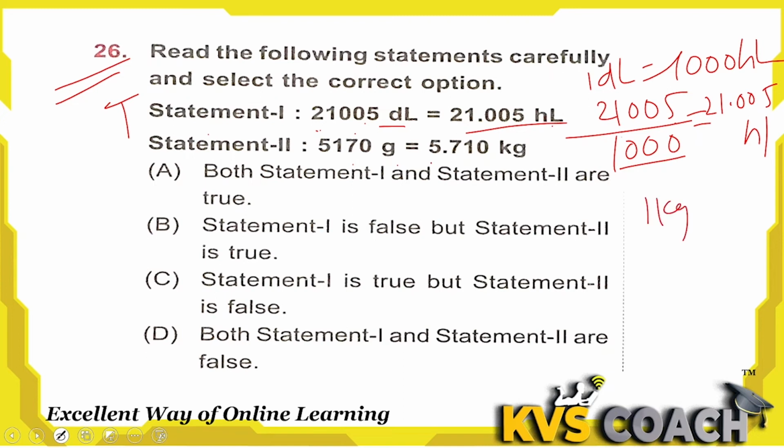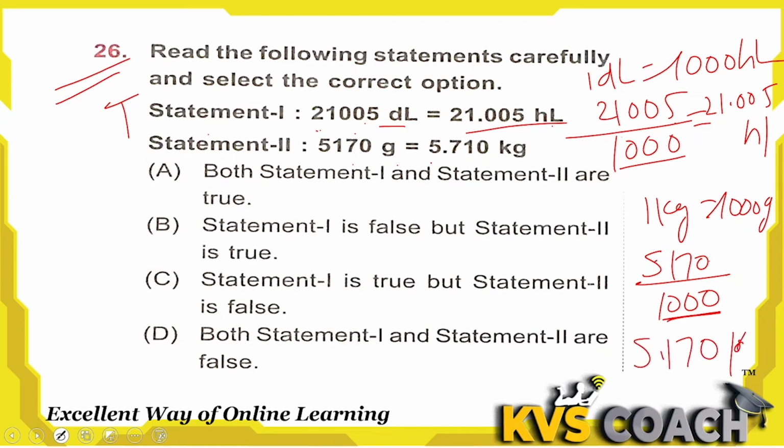So 1 kilogram is equal to 1000 gram again. So here 5170 gram we will change into kilogram, so we will divide it by 1000. So before 3 digits we will put the decimal. So 5.170 kilogram is the value, but it is given as 5.710 kg. So this statement is false. So the first statement is true and the second statement is false. C is the right answer here.